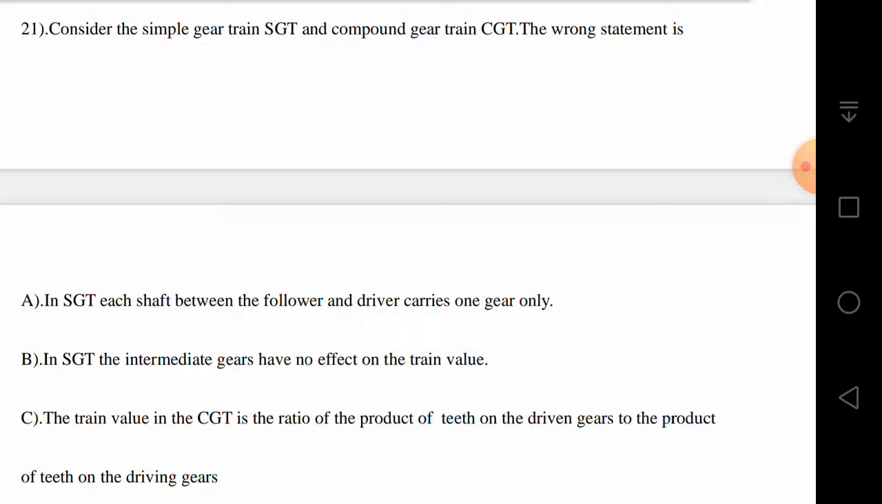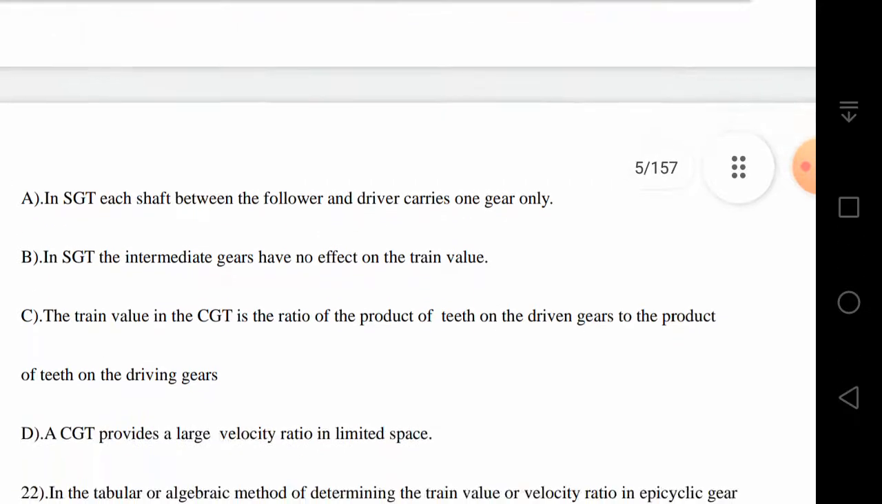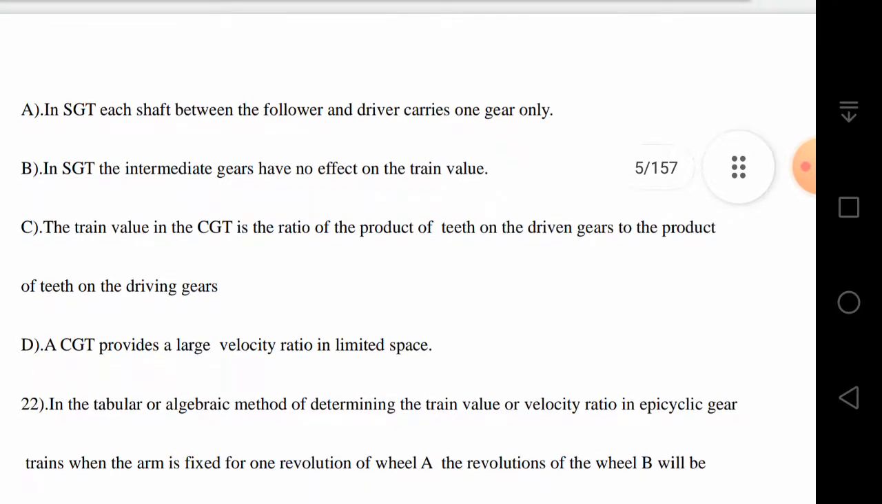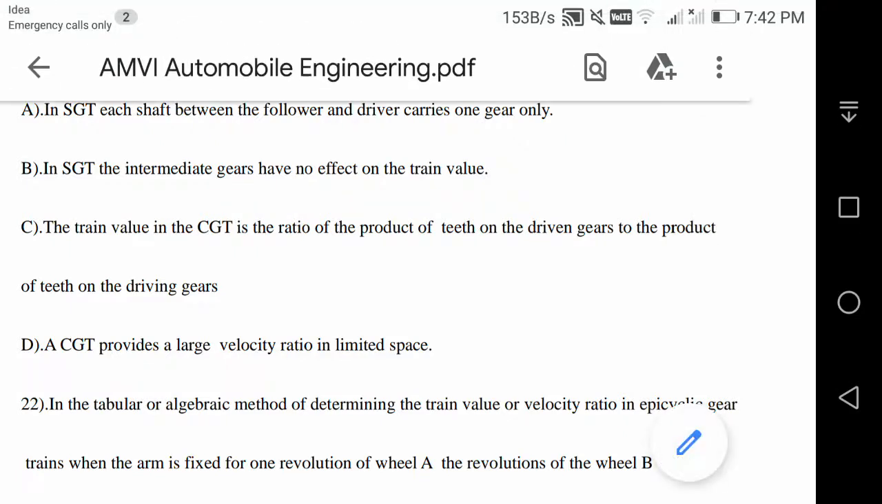Consider the simple gear train SGT and compound gear train CGT. Which of the following is a wrong statement? So here C is the wrong statement. So what is C here? C is the train value in the CGT is the ratio of the product of teeth on the driven gears to the product of teeth on the driving gears. Actually it is the reverse. So that is the wrong answer. Let us mark it.